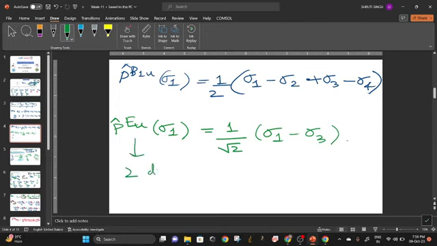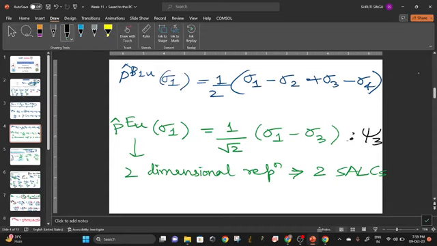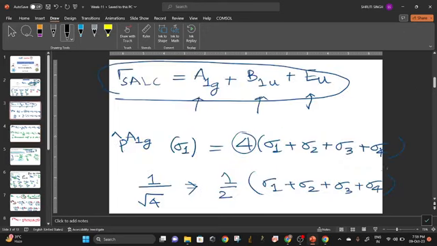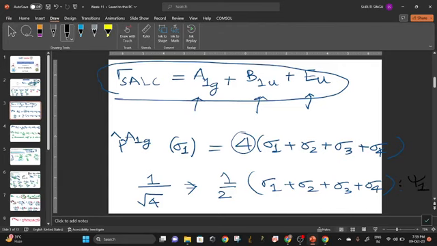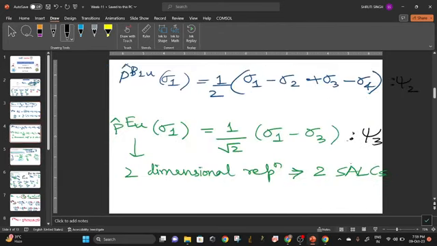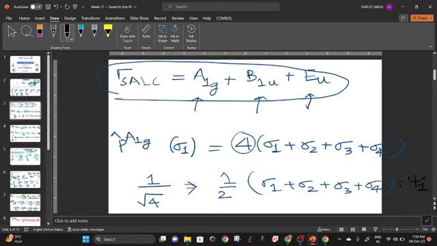It is a two-dimensional representation, right? So it should give 2 SALCs, meaning 2 linear combinations of atomic orbitals, but here I am getting only one. Suppose let me write it psi 3, this was psi 2. I'm writing psi, I'm speaking phi. So we need one more, which is psi 4. What is it? This we need to figure out. This is the question.